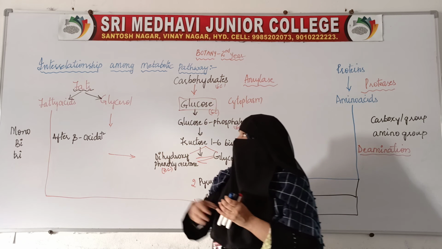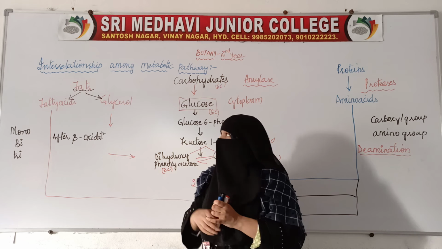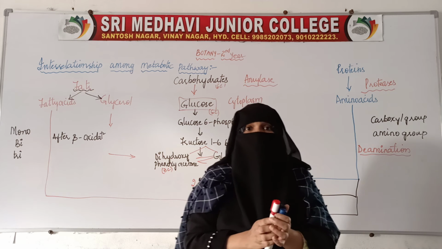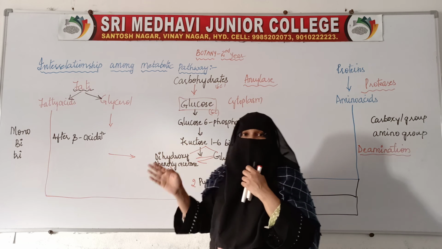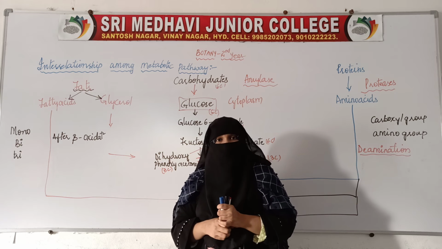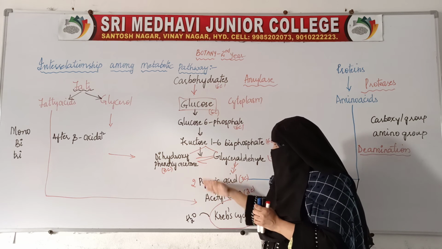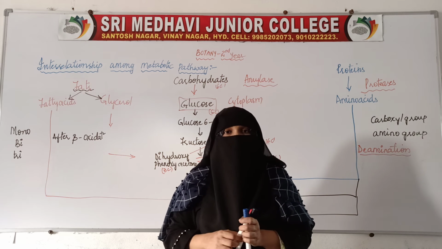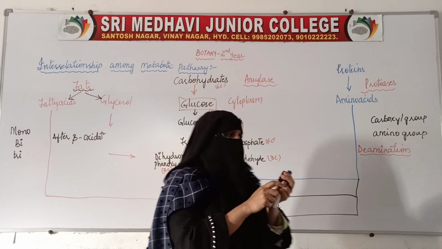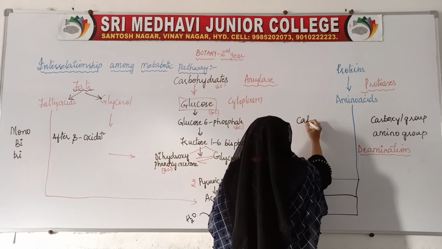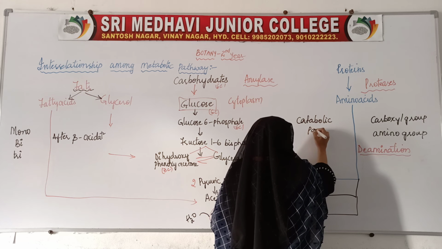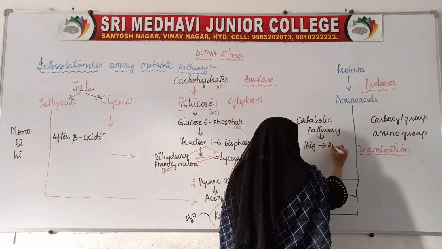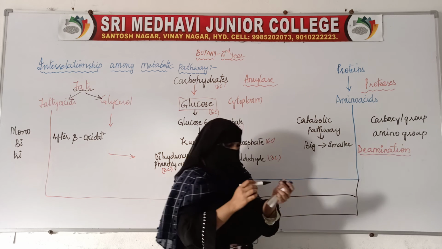So this is how you see an interrelationship among these metabolic pathways. In these metabolic pathways, sometimes the bigger molecules are broken down into smaller molecules. So we call it a catabolic pathway, in which bigger molecules are broken down into smaller molecules.